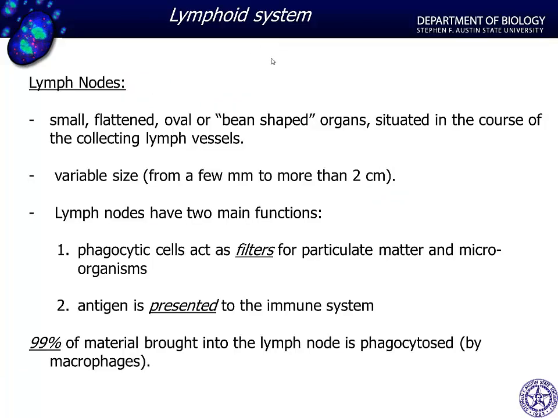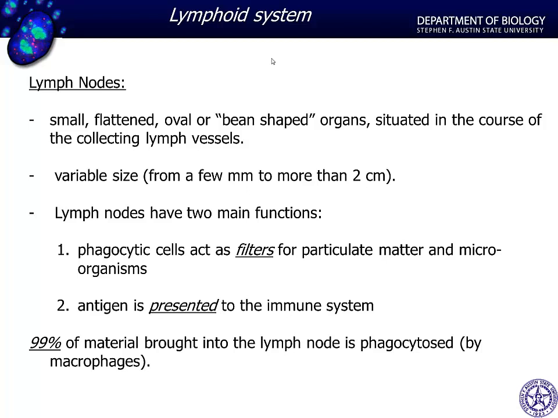Now, lymph nodes are going to be somewhat characteristically shaped. They're going to look like little beans in the body. They may be a few millimeters in length, or they may be up to 2 centimeters. So they're very variable in size. And these lymph nodules are going to be the place where we have this really high density of leukocytes. So we're going to have phagocytic cells such as macrophages and our granulocytes. They're going to be able to filter this particulate matter out of the lymph fluid.